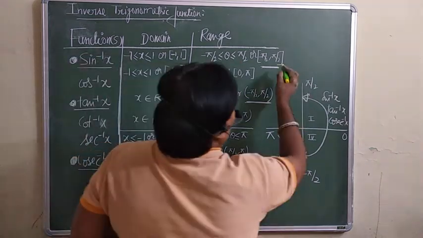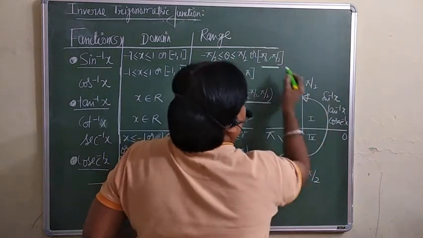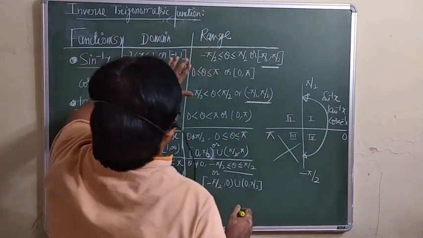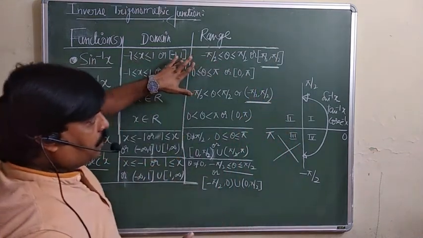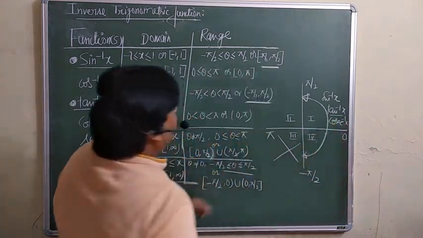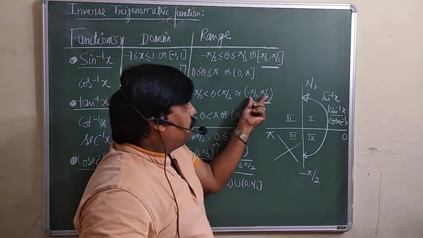You can now see sine inverse x, minus pi by 2 to plus pi by 2 is defined. So this is your range, and the domain is minus 1 to plus 1. But if we talk about this tan inverse x, here we are going to write the open interval, meaning these are not included.